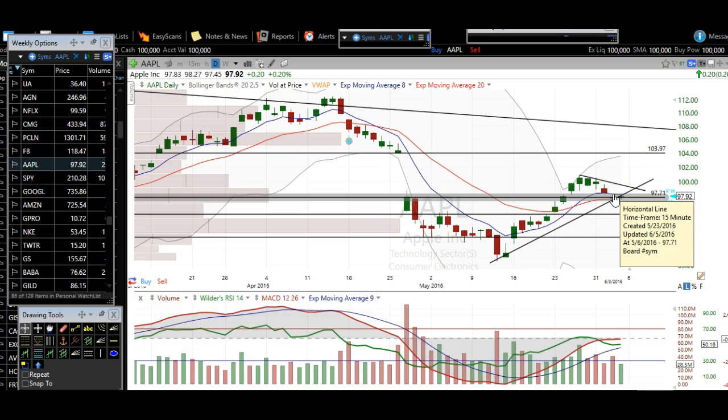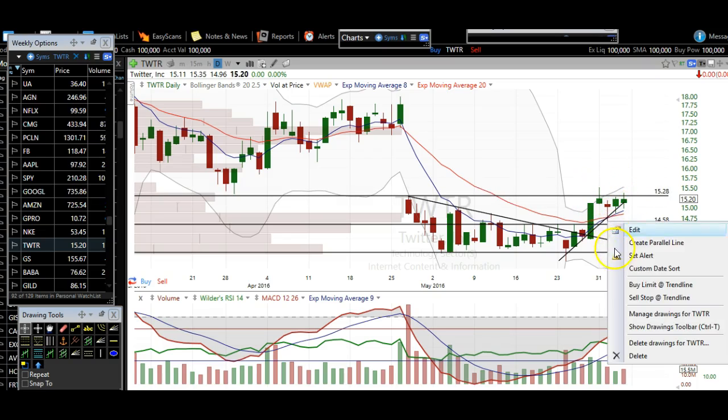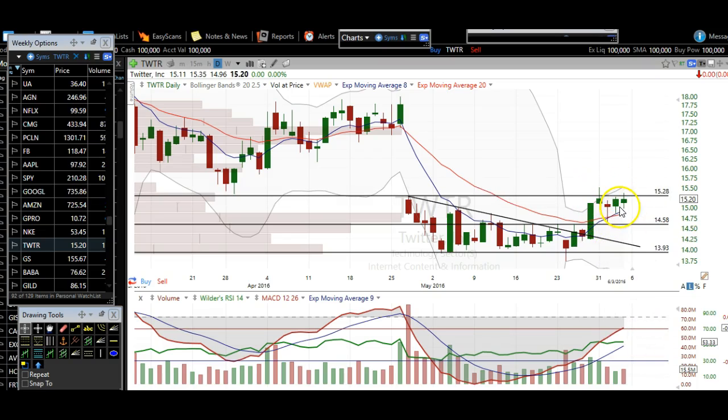Next, I want to cover Twitter. So Twitter, we did like it long ever since it broke over this downtrend line. Moving forward, we've got support at about 14.50. And we've got resistance at about 15.30. All right, so from the high of the gap down, and as you can see, we have multiple candles that are getting rejected at that level right there. Just going to clean up that chart a little bit.